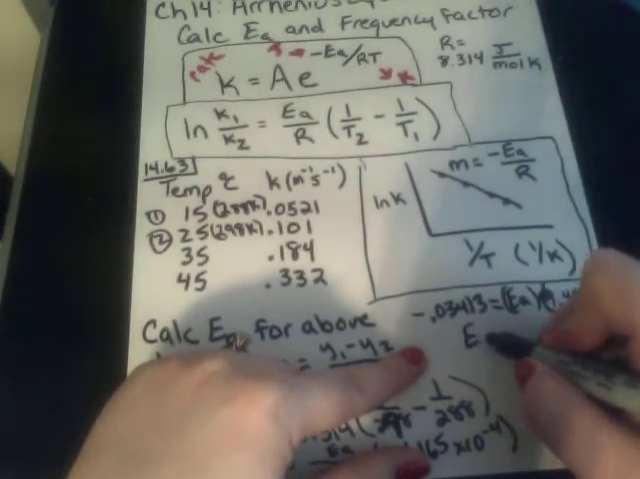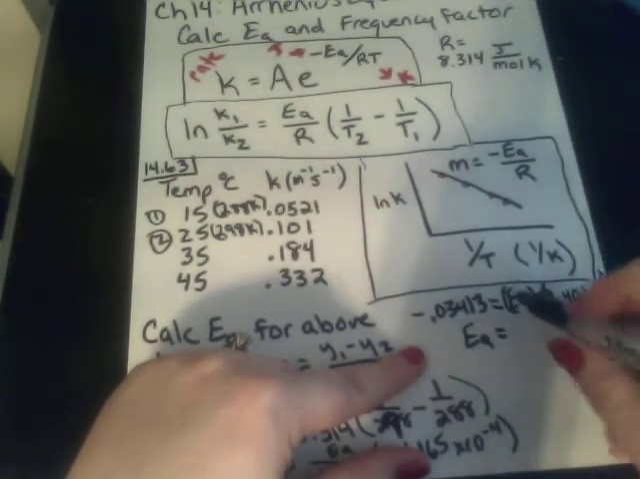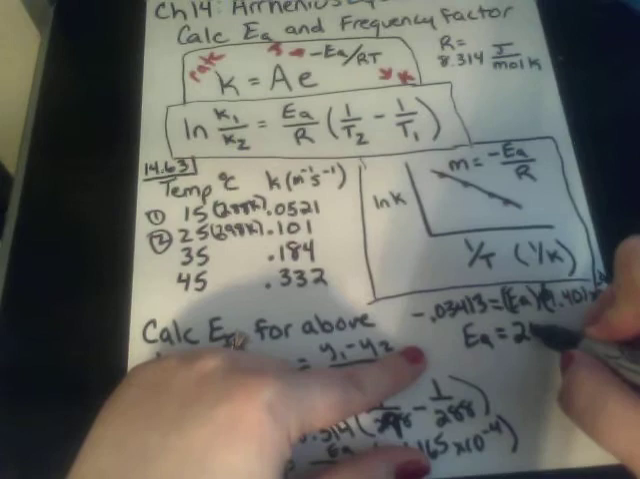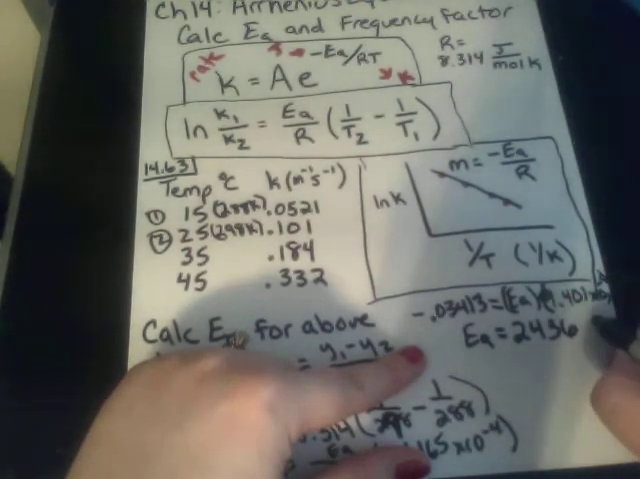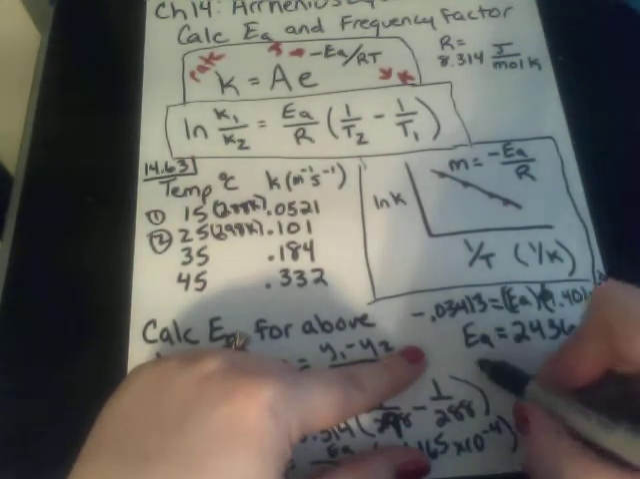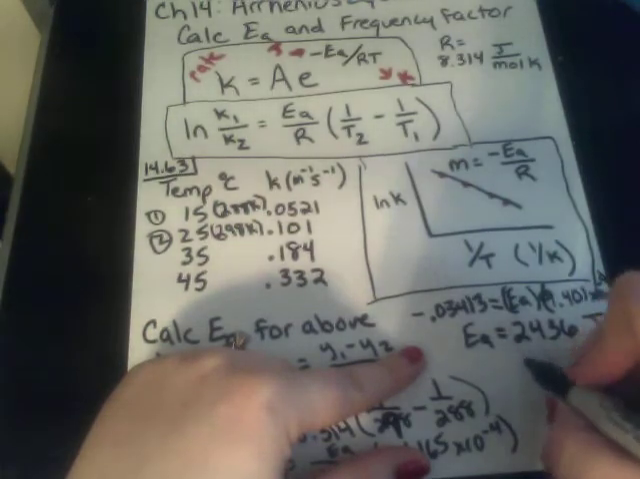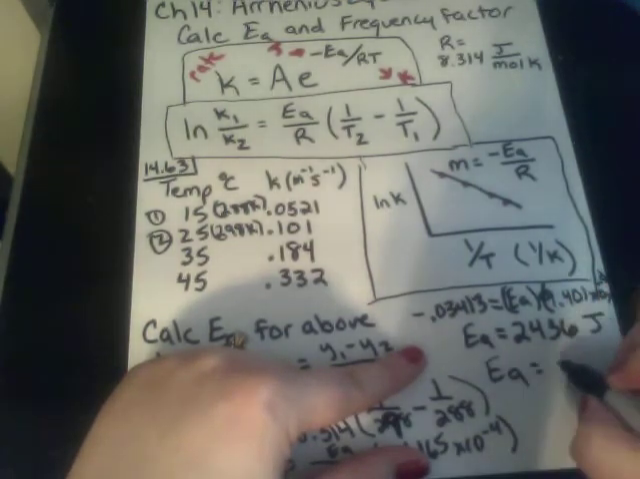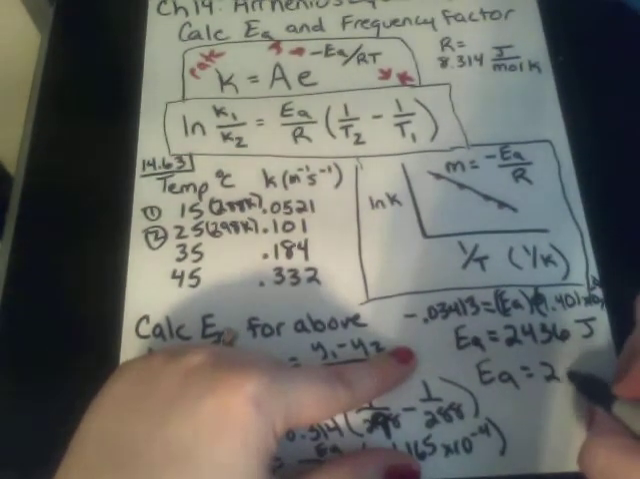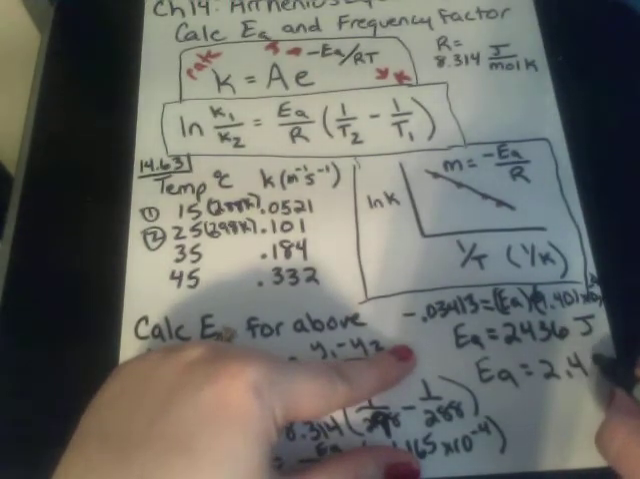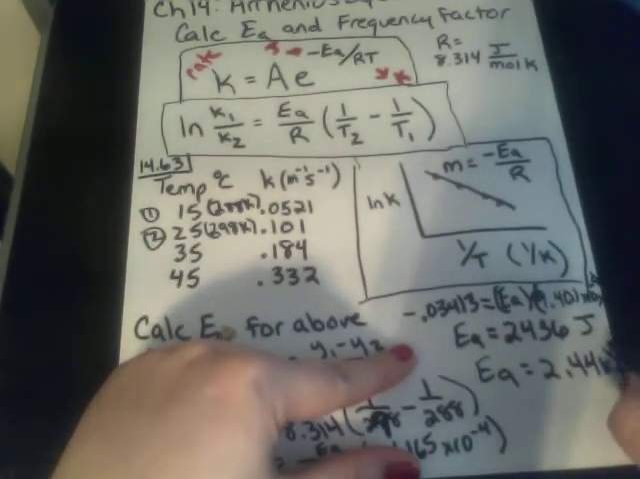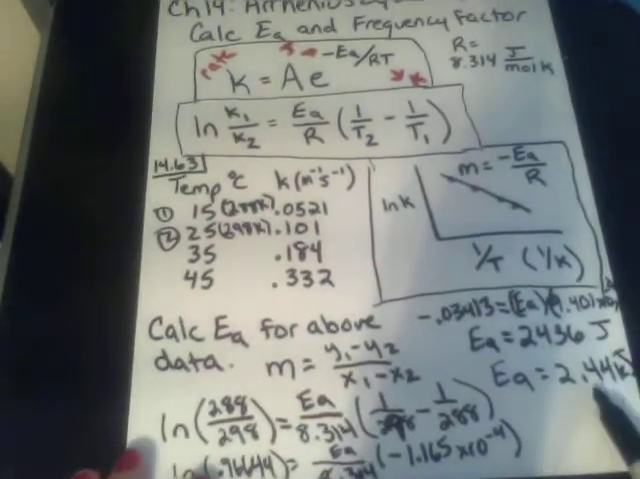I get my E sub A is equal to 2436. And so that's actually in joules, right? So if they ask for the E sub A in kilojoules, you would say E sub A equals 2,000, or 2.4, I'd say 2.44 kilojoules. So that's how you calculate E sub A.